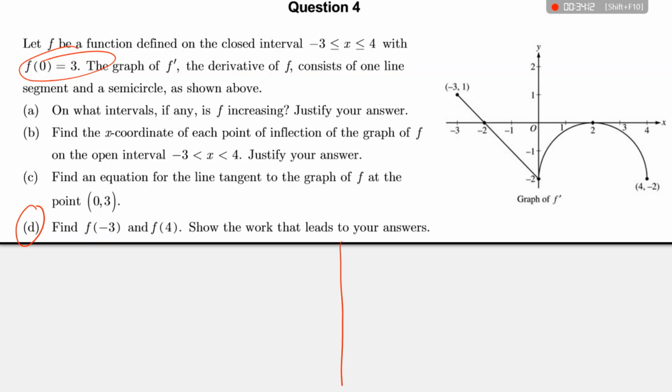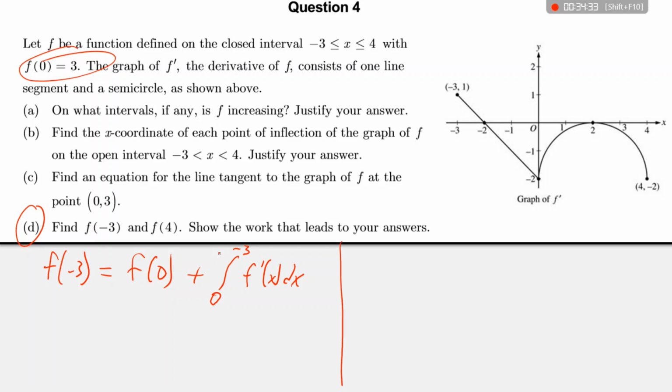So that would look like this. f of -3 should be f of 0, my start point, plus the integral of f prime x dx. That's how much our y value changed: integrating the slope of our value from our start point, x equals 0, to our end point, x equals -3.